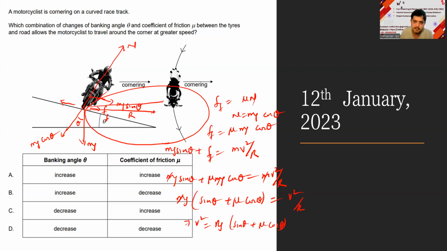Now you see, v is directly related to theta. If theta increases, the sine term increases, but the cosine term decreases. Now, if mu increases, that term will also increase. Therefore, both theta and mu should increase simultaneously. So the answer here is option A.